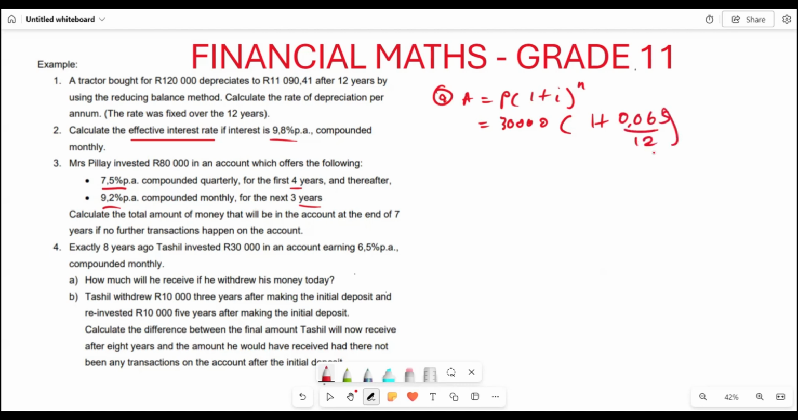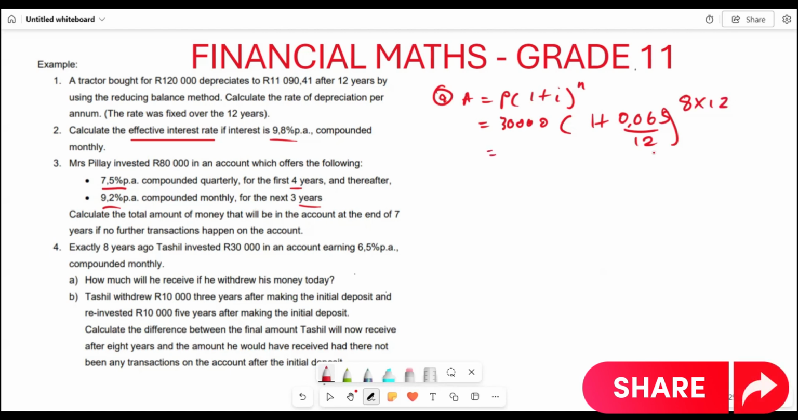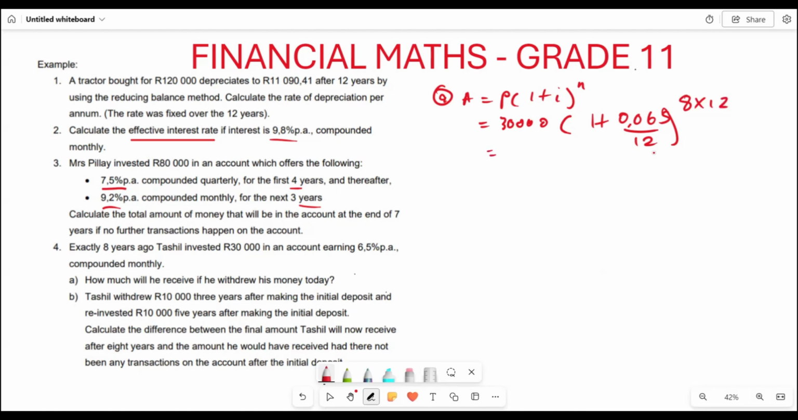So which means this is going to be for how long? It's going to be 8 multiplied by 12. And then when we plug this in our calculator, you're going to get 50,000. So after 8 years, this money will accumulate to 50,390.07. Again, that's going to be this one.